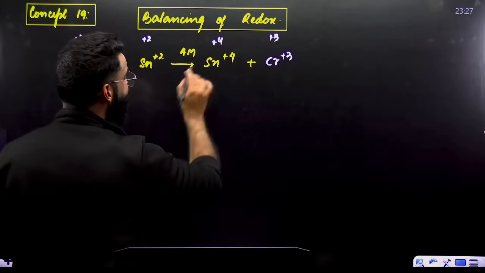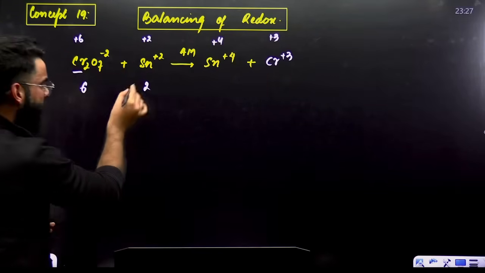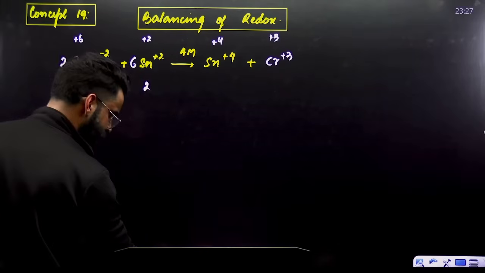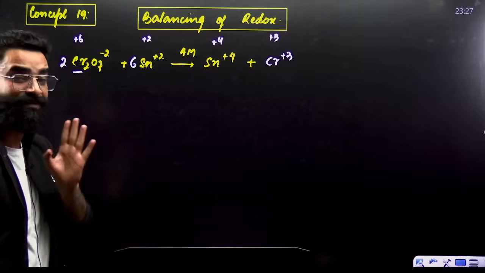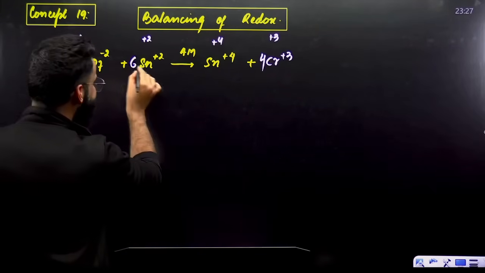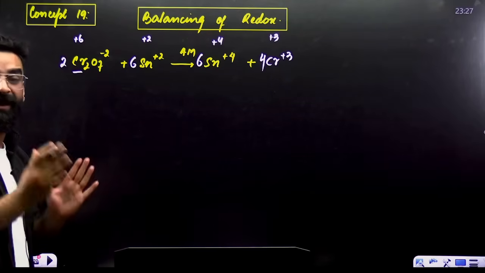+2 to +4, change. Final minus initial, the value is 2. Right? N factor is 2. Now crisscross these n factors. This 2 will go here, this 6 will go here. After crisscrossing the n factors, balance all the atoms except hydrogen and oxygen. So we have got 4 chromium atoms here, 4 chromium atoms. 6 tin and 6 tin. Right? So I balanced all the atoms except hydrogen and oxygen.